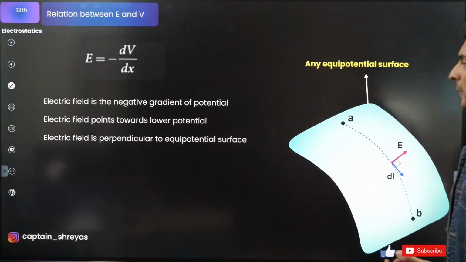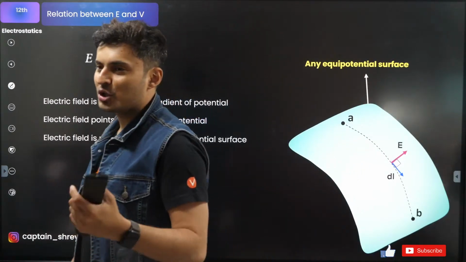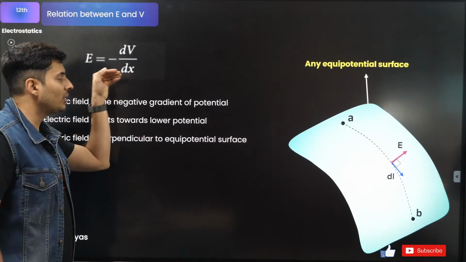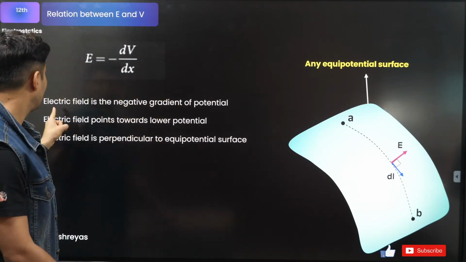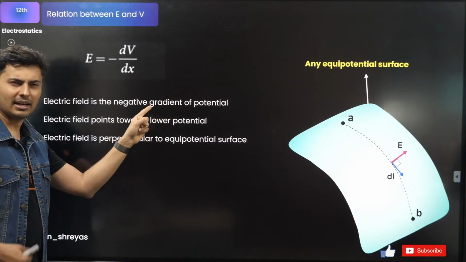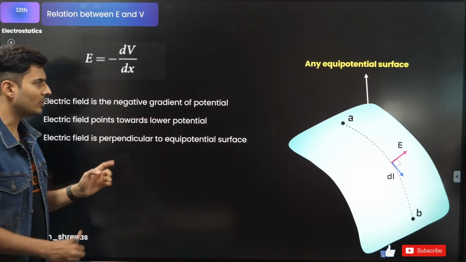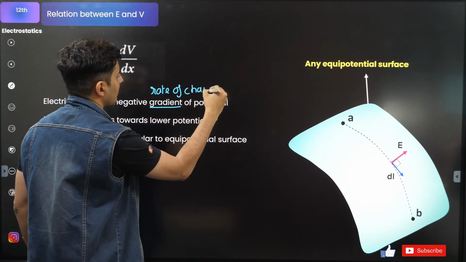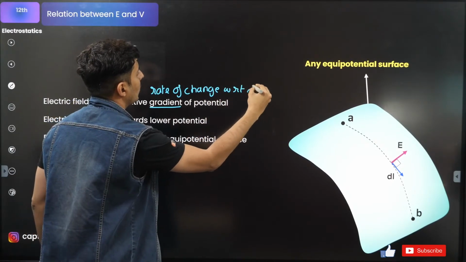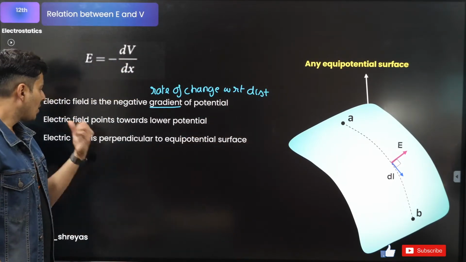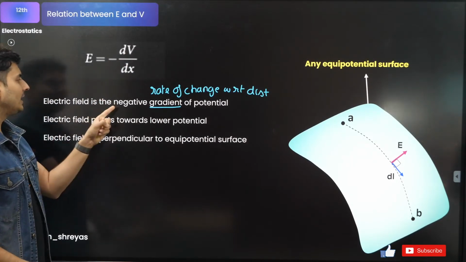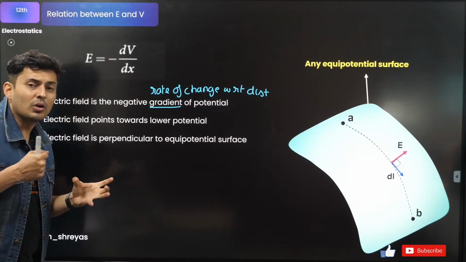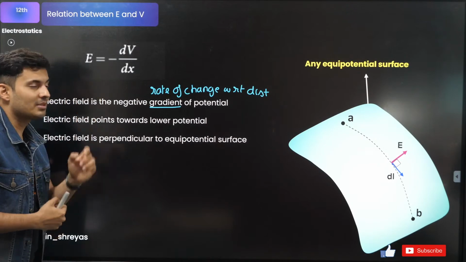Okay. Now, another important relationship which you should know between field and potential is that field is the negative rate of change of potential with distance. Electric field is the negative gradient. Gradient means a rate of change. If you don't understand this word, it is basically the rate of change with respect to distance, of the potential, and it is the negative gradient. That means the negative rate of change. So always the field goes towards the lower potential. That's why this minus sign.